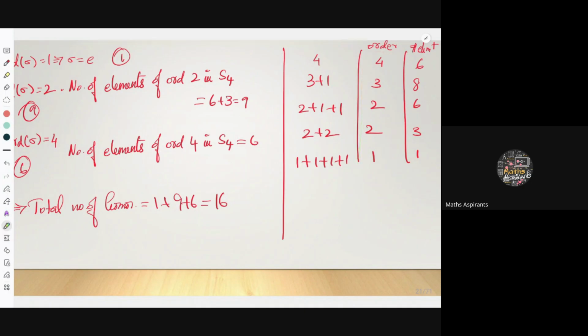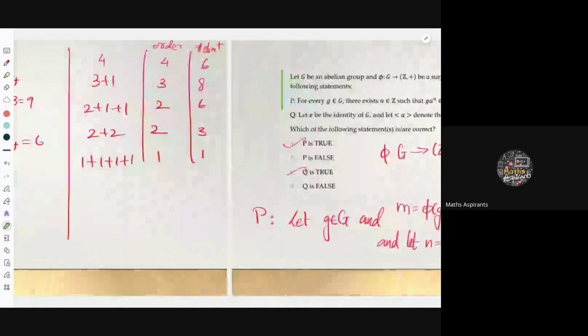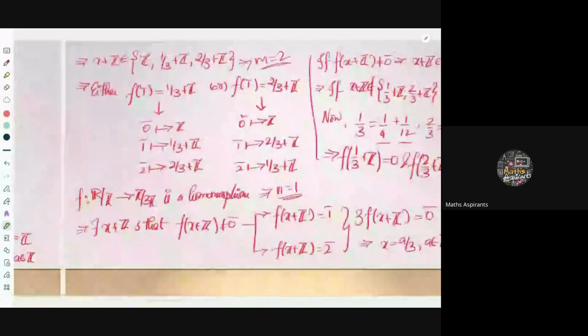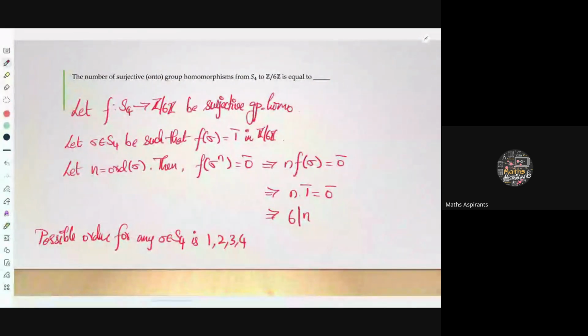These are the only possible orders: 4, 3, 2, and 1. Right. This implies n can only be in 1, 2, 3, 4. Right? So this we have, and this we have. Do these both give us a contradiction? You want n to be either 1, 2, 3, or 4.